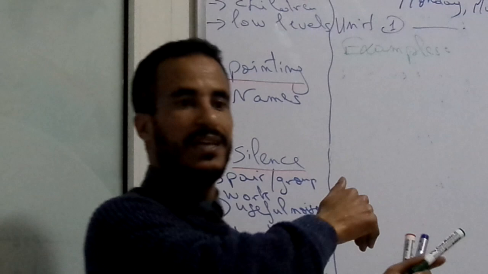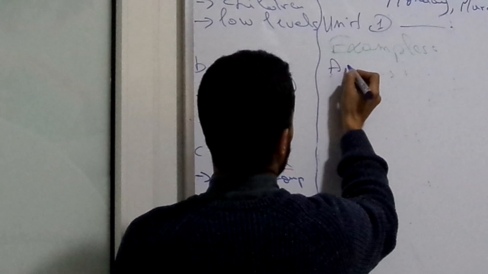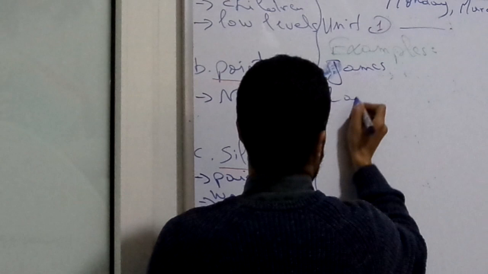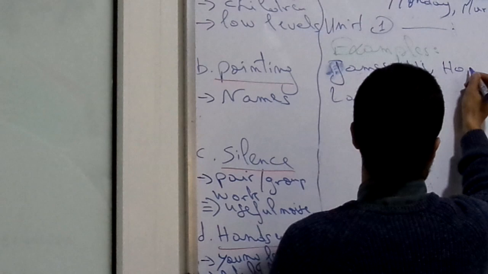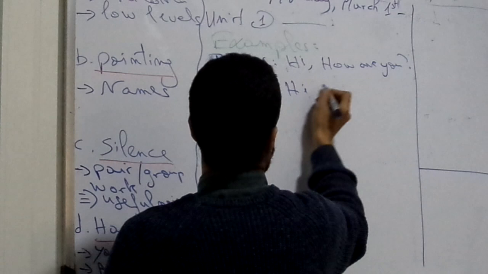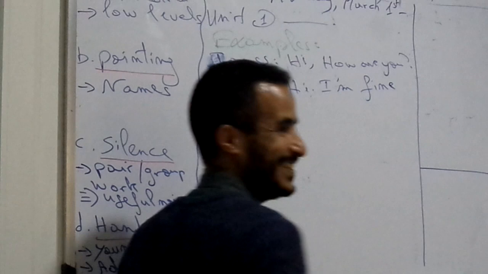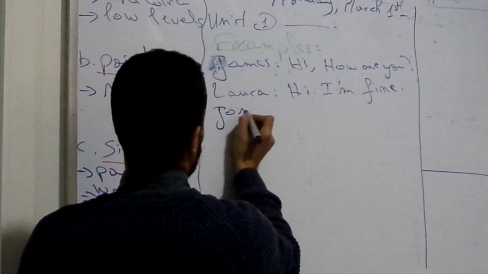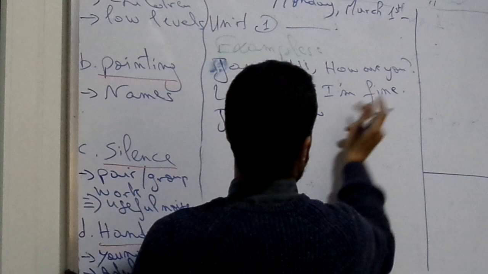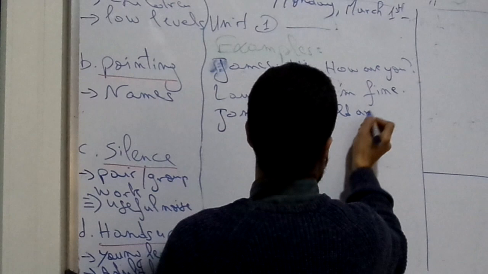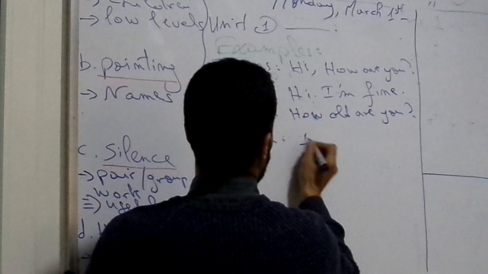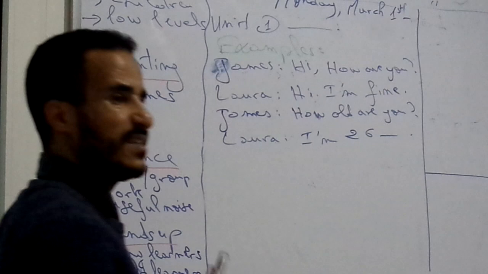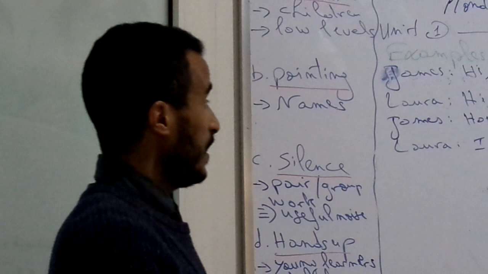Now, here, you can say A, or you can say James and Laura. Hi, how are you? Hi, I'm hungry. I'm fine. So James, how are you? How old are you? Laura? I'm 26. Good. I'm 26 years old. What's this? The context. Here, you can use colors.